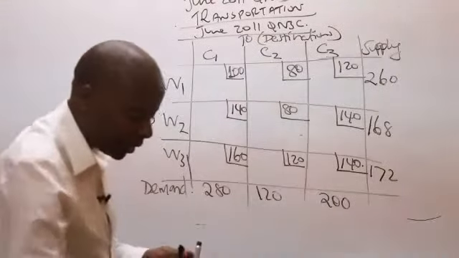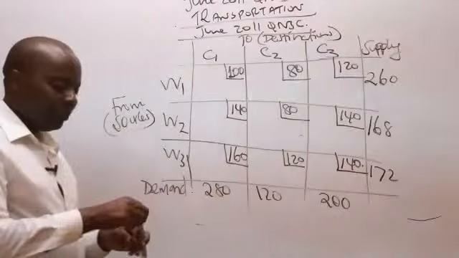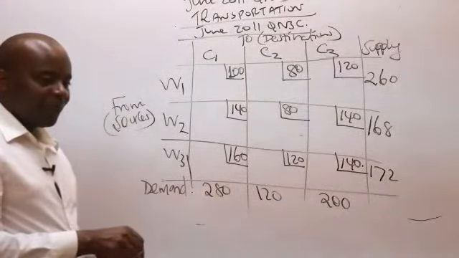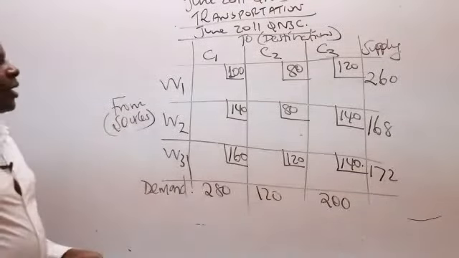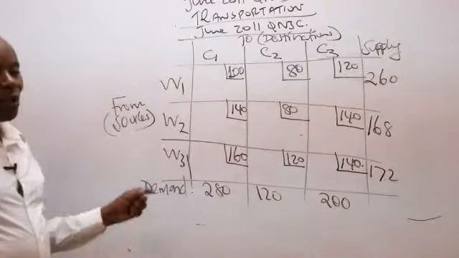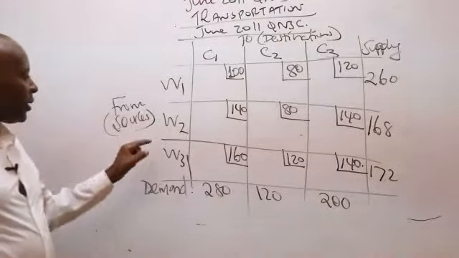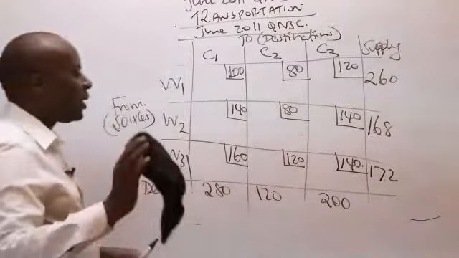From our sources to our destinations. So, sources to destinations. Now, ladies and gentlemen, once I finish this general structure, I am able to understand that this is my transportation model. Then I need to go through the basic steps.